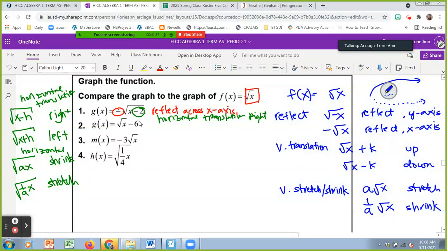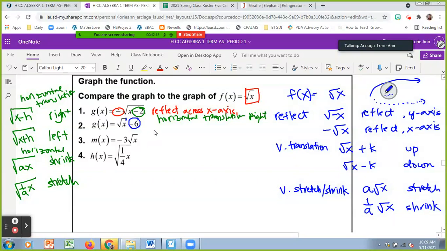Look at this. It's a -6, but it's outside the radical sign. So what's the buzzword for that? The first thing you have to know is whether it's horizontal or vertical. And how do you know? If it's in, it's horizontal. If it's outside the radical, it's vertical. Since this is outside, what is it?